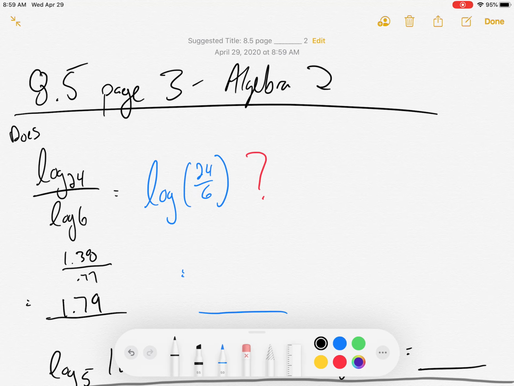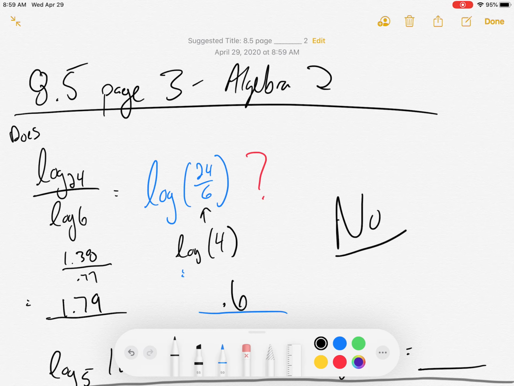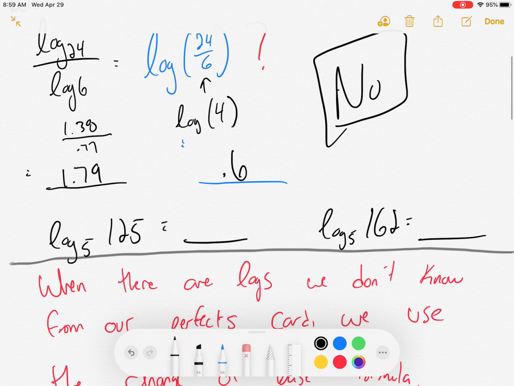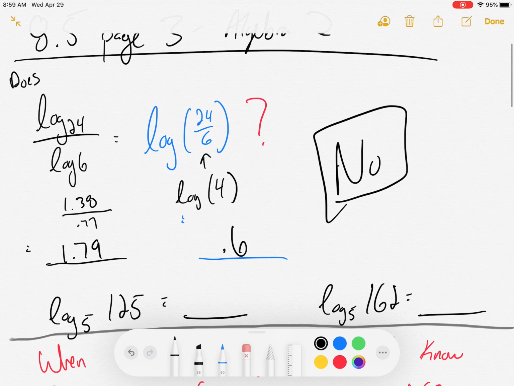Okay, for this one, what we really need to do is ask, what's 24 divided by 6? Well, log of 24 divided by 6 is log of 4. So let's see what the log of 4 is. Clear it out. Log of 4, and we get 0.6. So are these equal? No, they're not equal. So we can't just pull out a log and divide them.